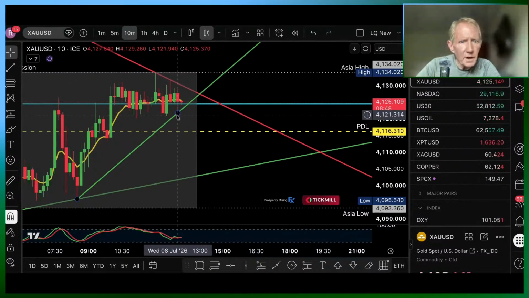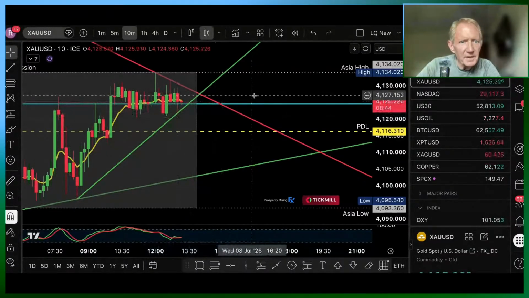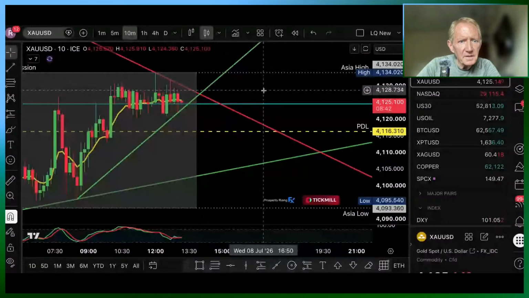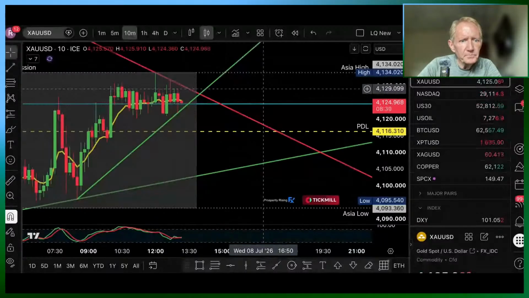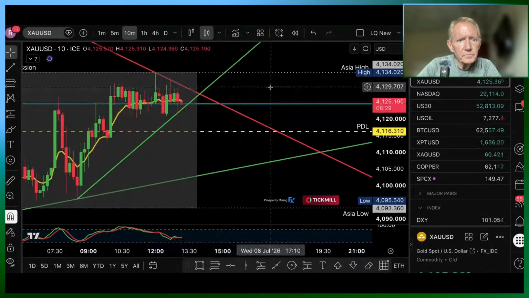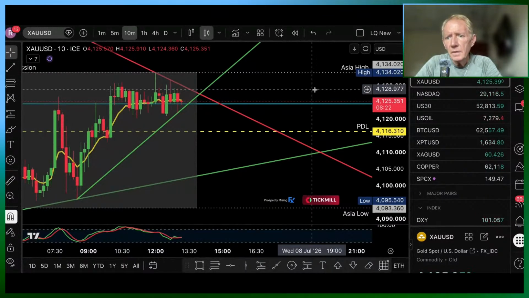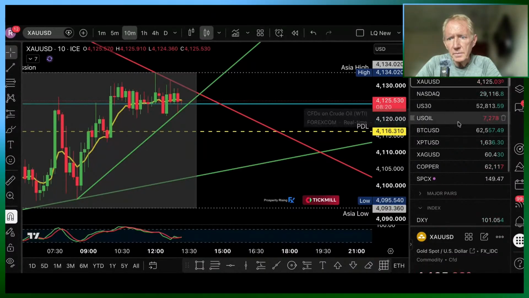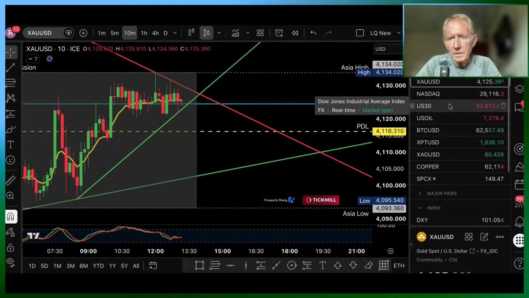Okay, I was really getting all excited. I was going to take a short trade there, but that's not according to my rules. Now this next candle might do something, eh? And oil is staying about where it is. Bitcoin is not doing anything.